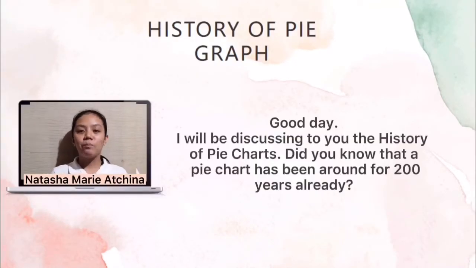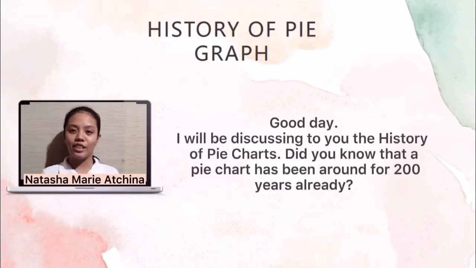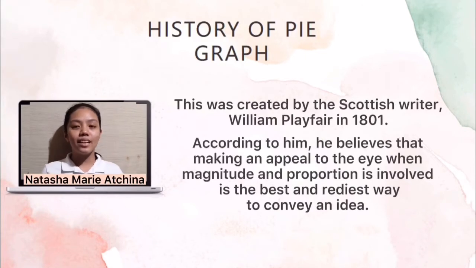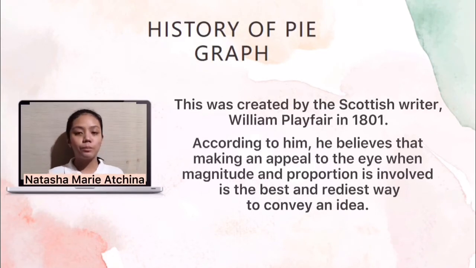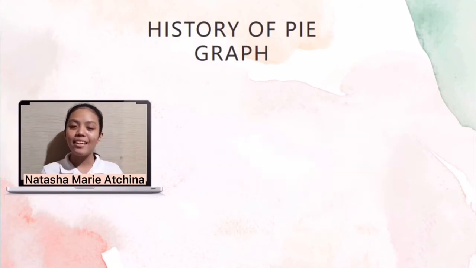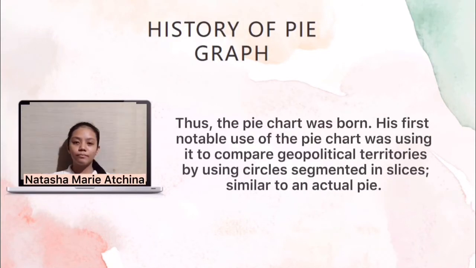Good day. I will be discussing to you the history of pie charts. Did you know that a pie chart has been around for 200 years already? This was created by the Scottish writer William Playfair in 1801. According to him, he believes that making an appeal to the eye when magnitude and proportion is involved is the best and readiest way to convey an idea. Thus, the pie chart was born.